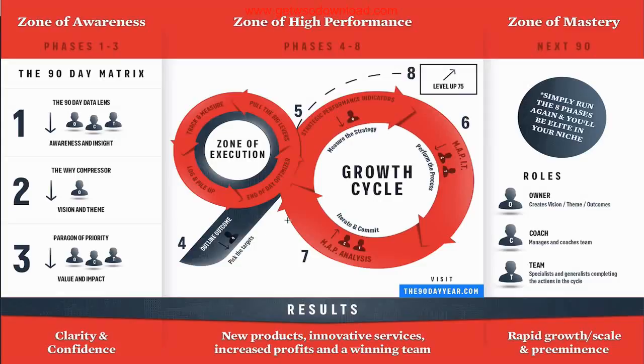So we start over here in this first column area, which is the phases of 1 to 3 in the 90-day matrix. This first one, the 90-day data lens, is all about us taking a look at the past and getting awareness on where we have our strengths, getting the data on ourselves. We rate ourselves on a bunch of different things. That's inside of the playbook or the workbook.